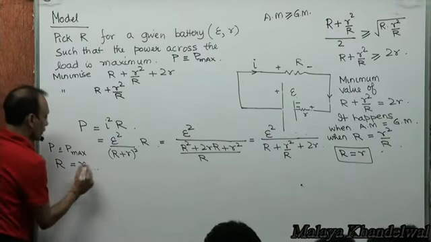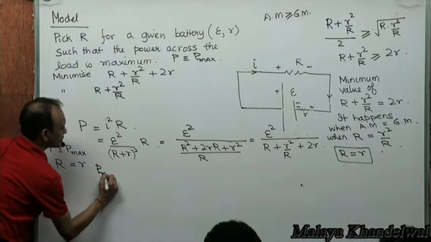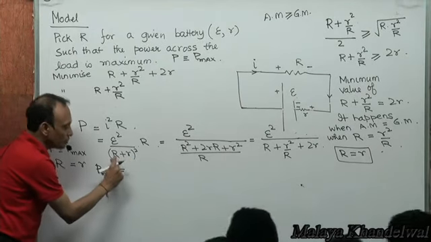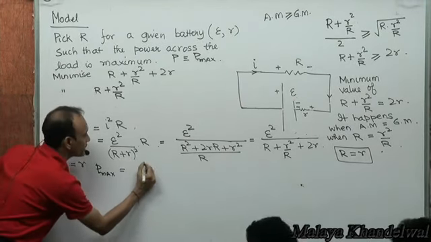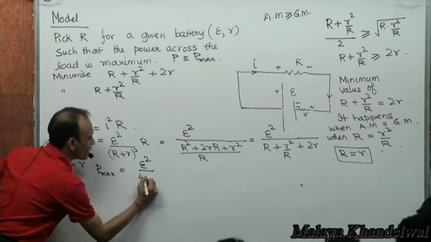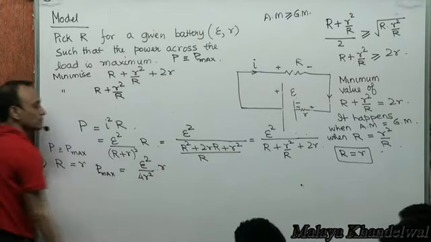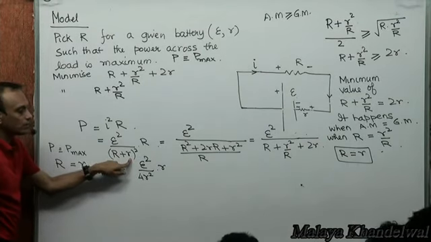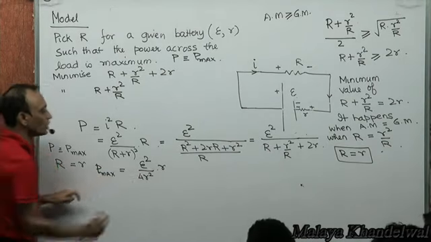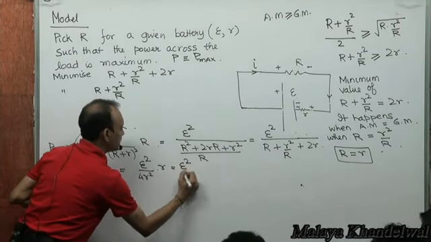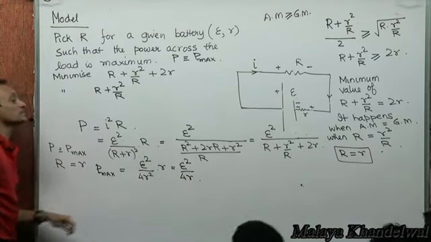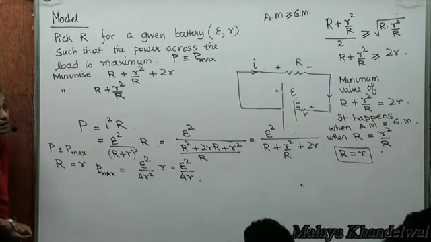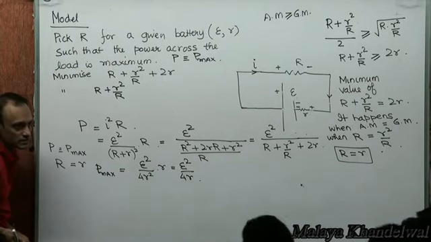So maximum power would be when capital R is equal to small r. So put capital R equal to small r. What do you get? Epsilon squared by 4r squared into small r. So 4r squared into small r, which is epsilon squared by 4r. That's the maximum power that could be dissipated. Epsilon squared by 4r is the maximum power that could be dissipated.